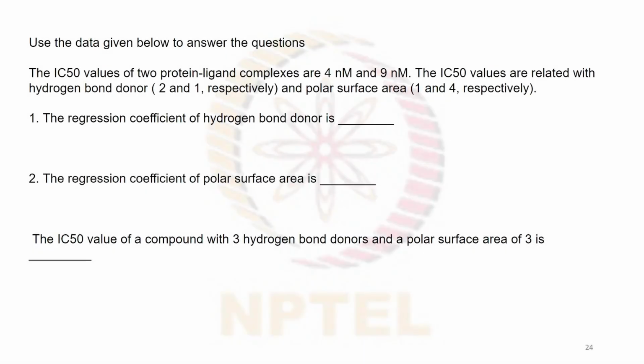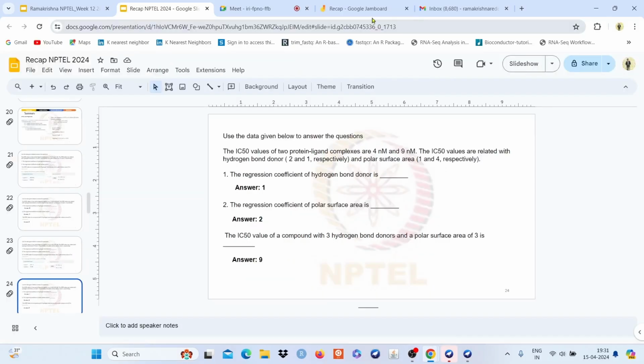Yes, so the regression coefficient for hydrogen donor is 1, that is x value. The regression coefficient for polar surface area is 2, and what is the IC50 value for the compound with 3 hydrogen bond donors and polar surface area 3? The answer is 9. So how can one solve this?